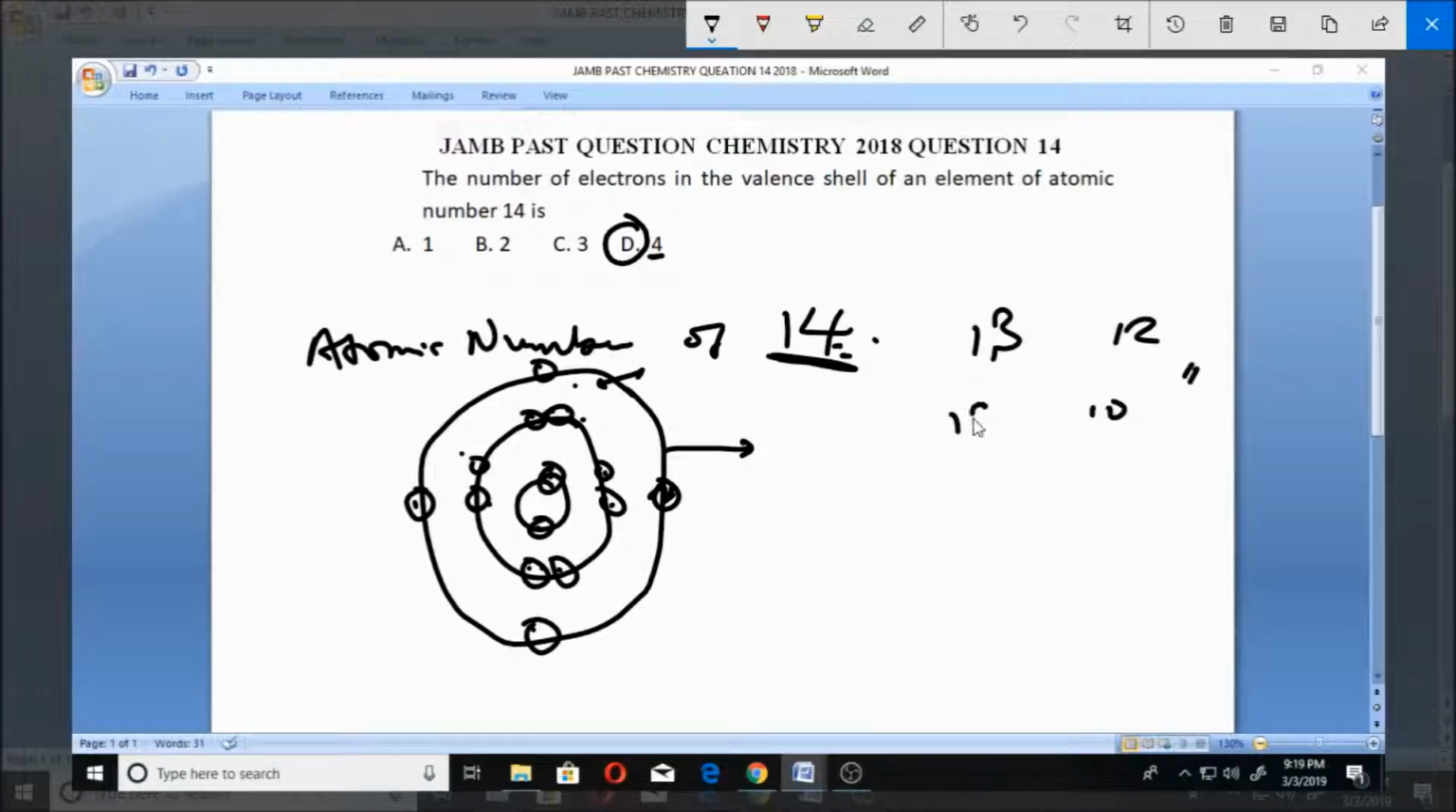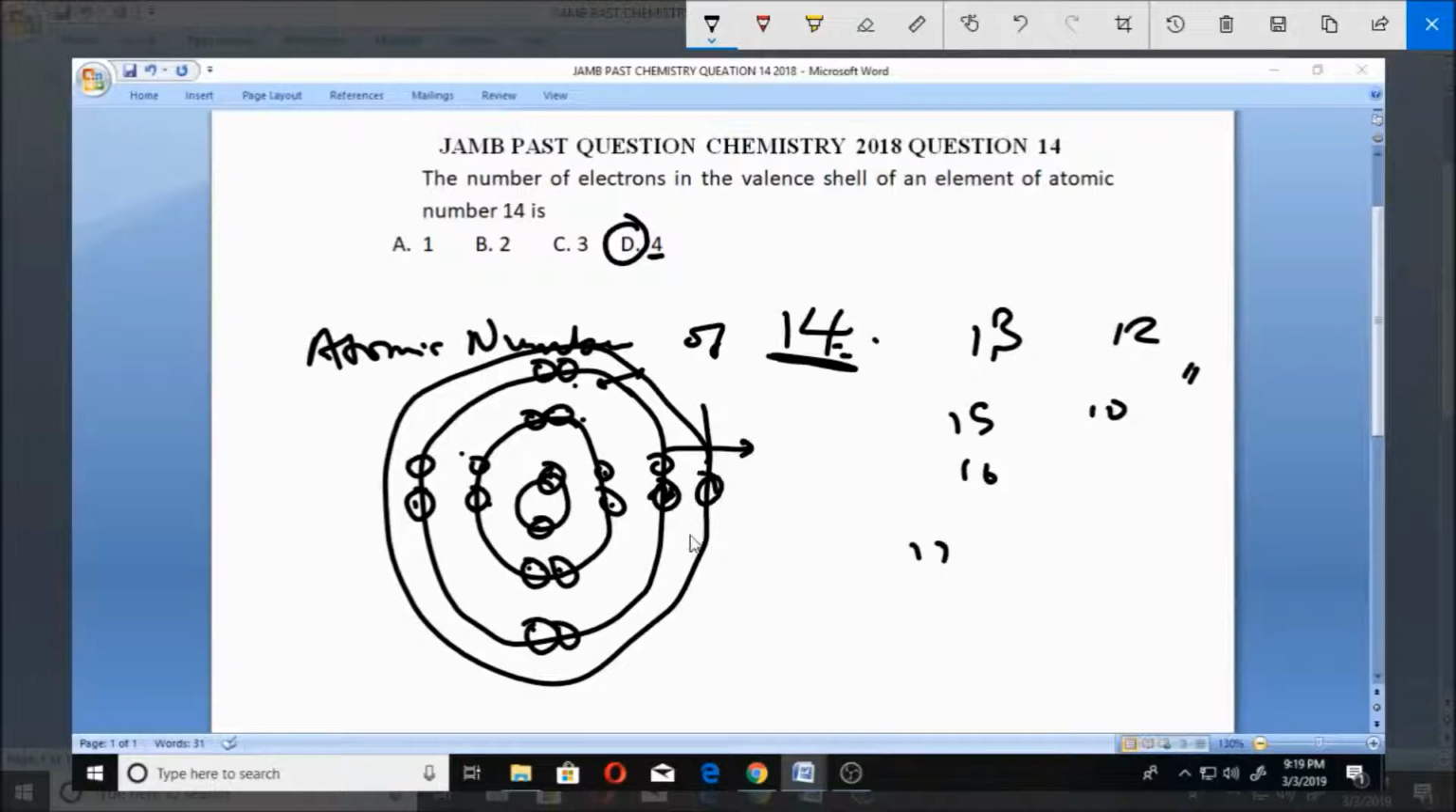Had it been 15, we would have added an extra 1 here, making it 5. If it is 16, it would have been 6. If it is 17, it would have been 7. If it is 18, it would have been 8. But if it is 19, you would have now added another shell and counted that 19 as 1. So the valency would have been just 1. So take note of this. So the right answer is 4, for 14. Thank you.